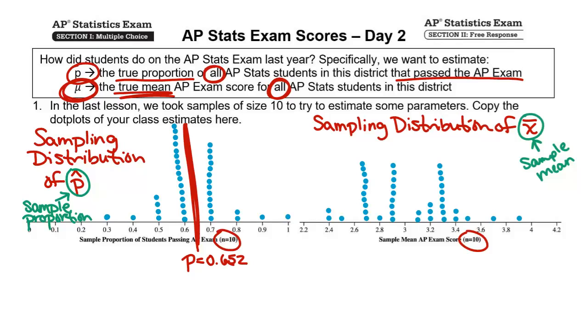What does the second sentence in number 2 say? The true mean AP exam score for all AP Stat students in this district is 3.11. What should we label 3.11 as? Mu. So on my graph, that would be about here, a little bit over, more like this. Mean mu equals 3.11.